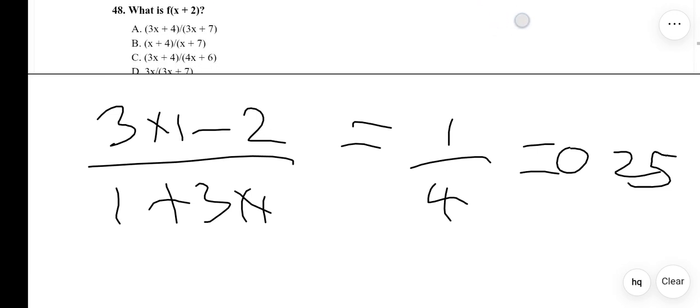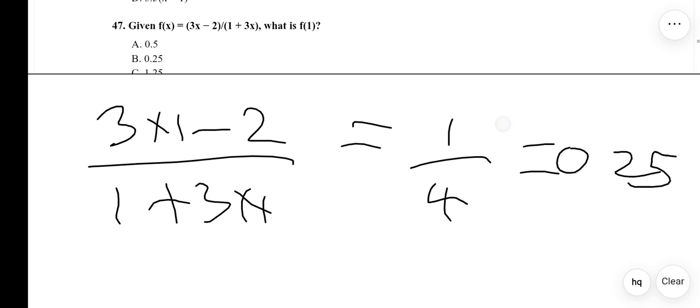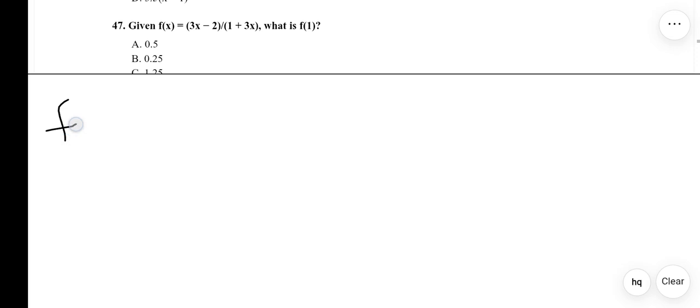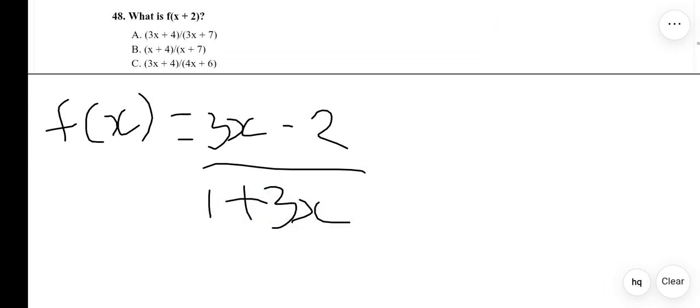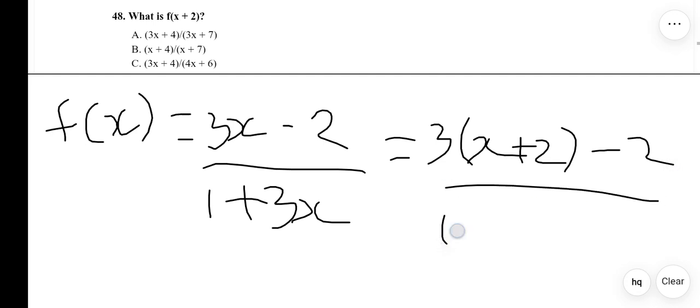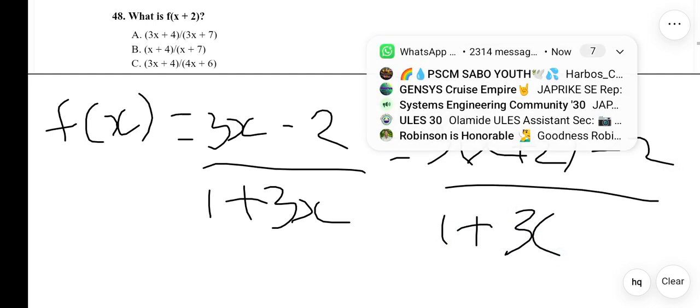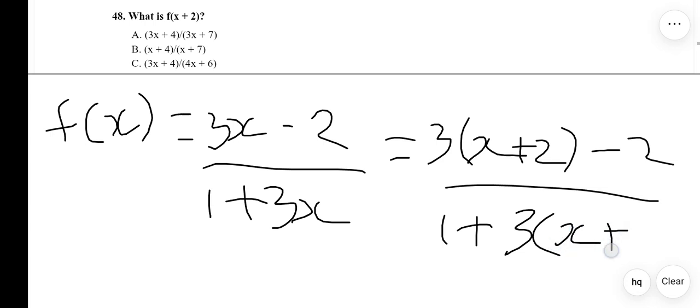So for 48, I was asked to find f of s plus 2. So this is my f of x. So anywhere I see my x, I'm going to replace it with s plus 2. Now, my f of x on its own is equal to 3x minus 2 all over 1 plus 3x. So for f of s plus 2, anywhere I see x, I'll replace it with s plus 2. With this, 3 times s plus 2, minus 2 all over 1 plus 3 times s plus 2.